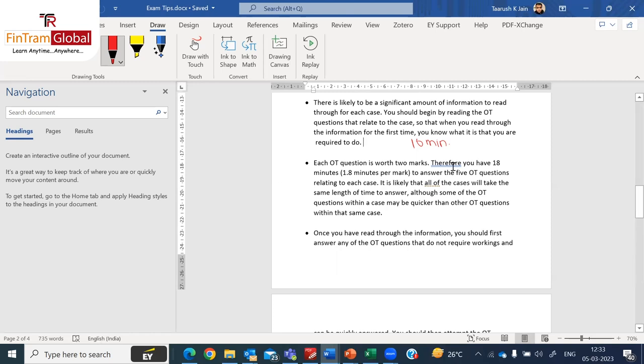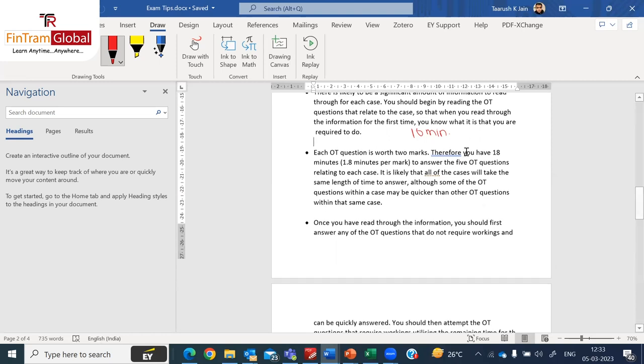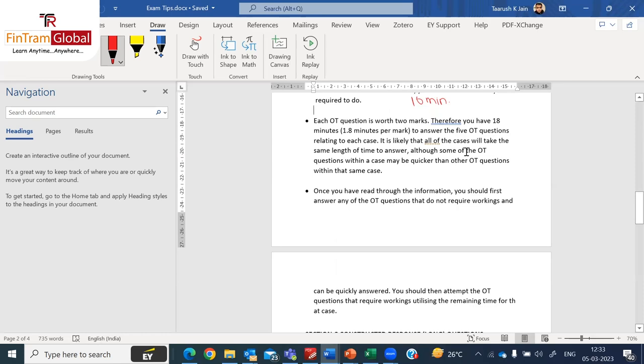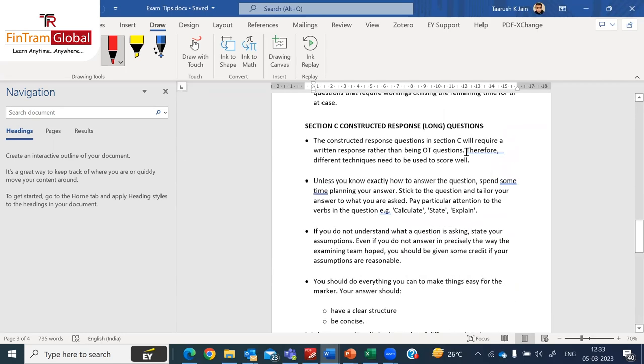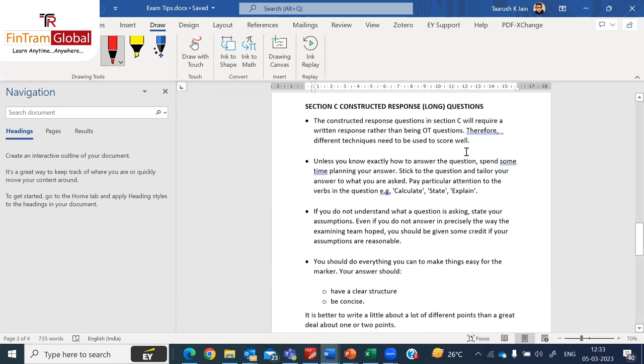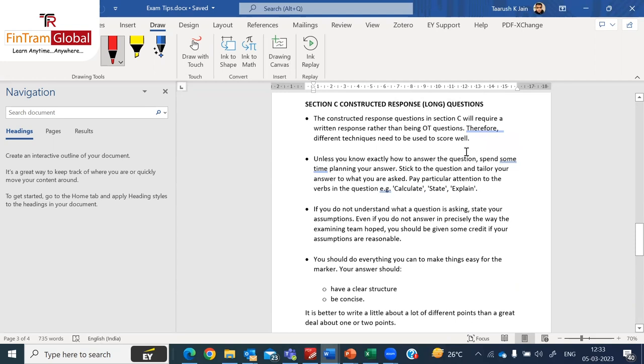If some question needs a longer calculation and I don't know the shortcut, then I do the whole thing out once. So it's important. The exam is only about time management. So constructed response questions, these are the long form questions, and these require different techniques.